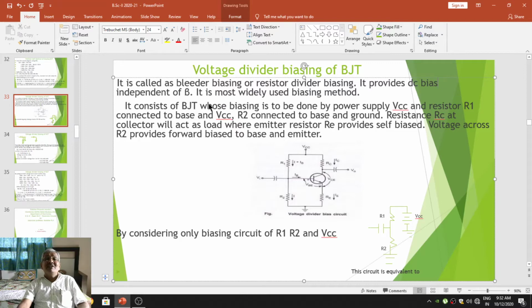It consists of a BJT, whose biasing is done by the power supply VCC and resistor R1 connected to base and VCC, and resistance R2 connected to base and ground. The resistance RC is the load resistance connected to the collector of the BJT, whereas the emitter resistance RE provides the self-biasing to the transistor. Voltage across R2 provides the forward biased voltage between the base and the emitter.